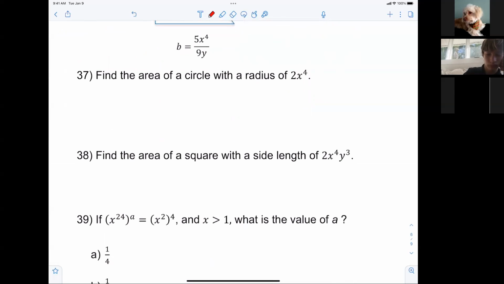37. All right. Area of a circle. Does anybody remember what that was? A equals. Thank you, sir. Area is pi r squared. So now area is pi times parentheses 2x to the fourth, squared.